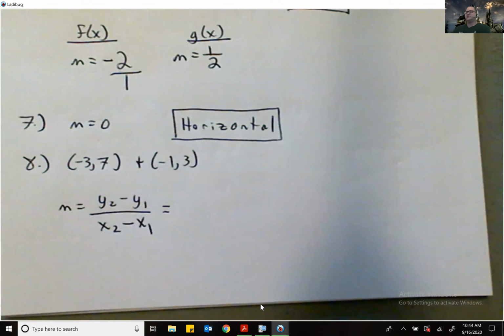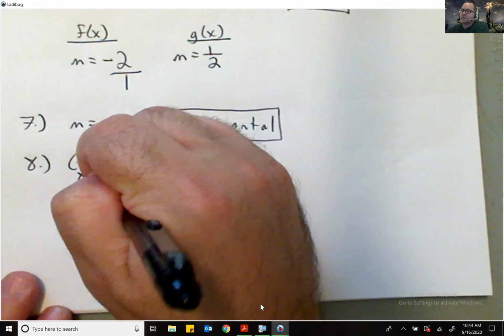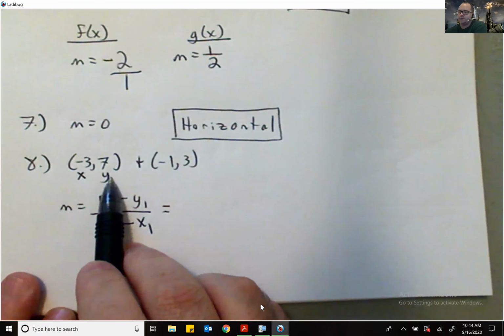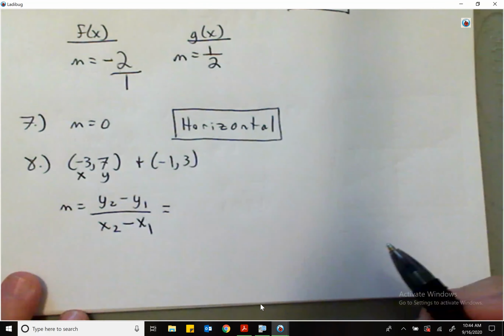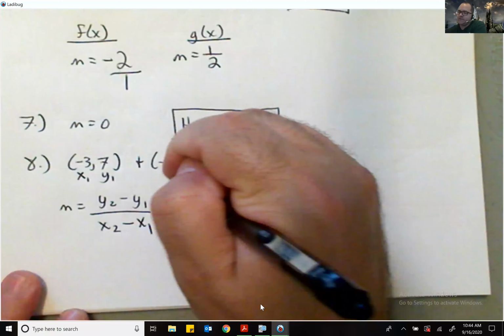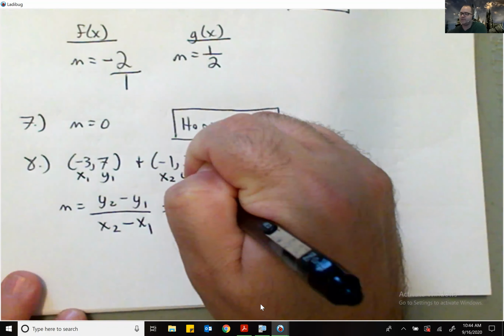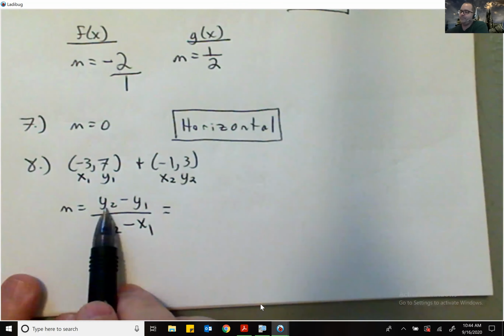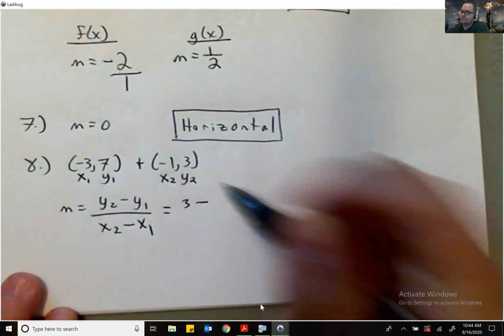Okay? So let's see. The negative 3, 7 is x what, y what? Is it ones or twos? 1. Yeah, because it's the first point. Then that means this negative 1 and 3 are the x2, y2. So let's plug in. What's y2? 3. Minus. What's y1? 7.